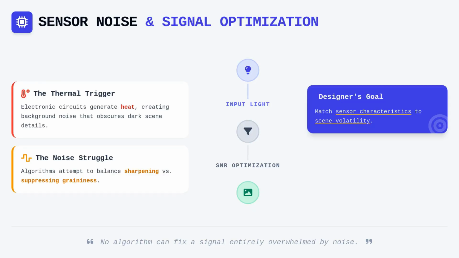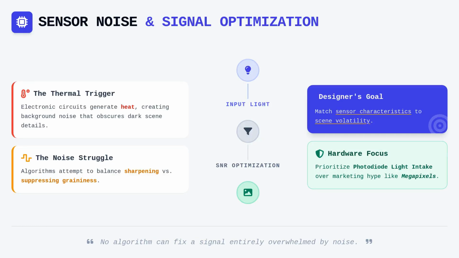Your goal as a designer is to match the sensor characteristics to the scene volatility, ensuring that each photodiode receives enough light to maintain a robust signal. By focusing on these hardware fundamentals rather than just marketing specifications like megapixels, you gain a significant advantage in delivering a system that yields usable, actionable intelligence under any lighting condition.